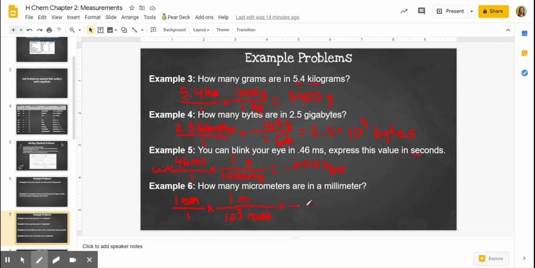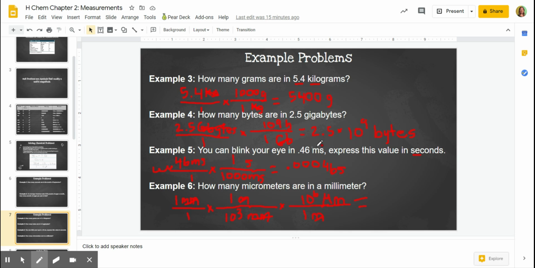And I can do another step right here where I'm getting rid of the meters. 1 meter is how many micrometers? Micro meant a millionth, so that means 10 to the 6th power, or a million. Micro, remember it's this Greek symbol mu. Micrometers, there's a million micrometers in 1 meter. Meters have canceled, and now I've changed it from millimeters to micrometers.